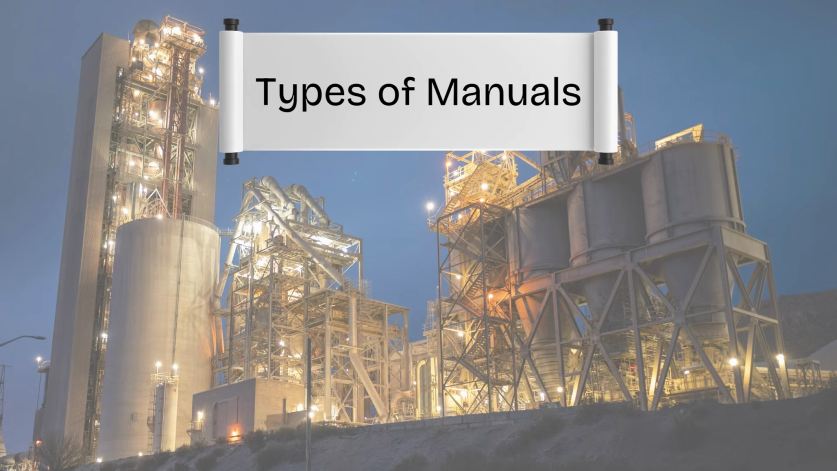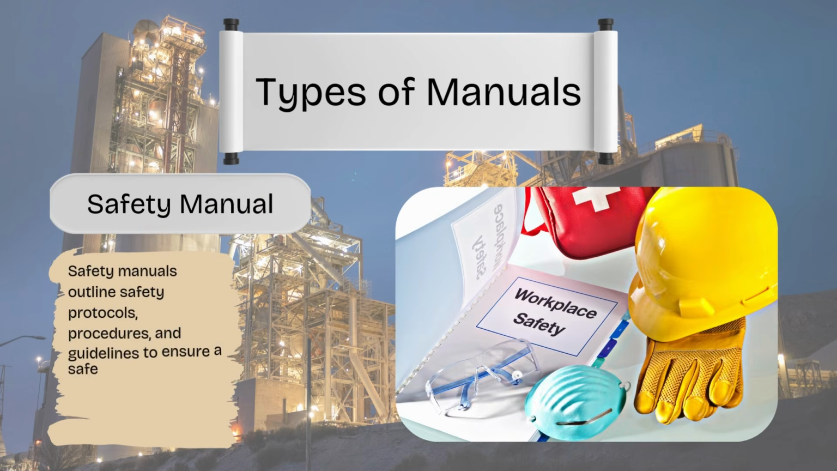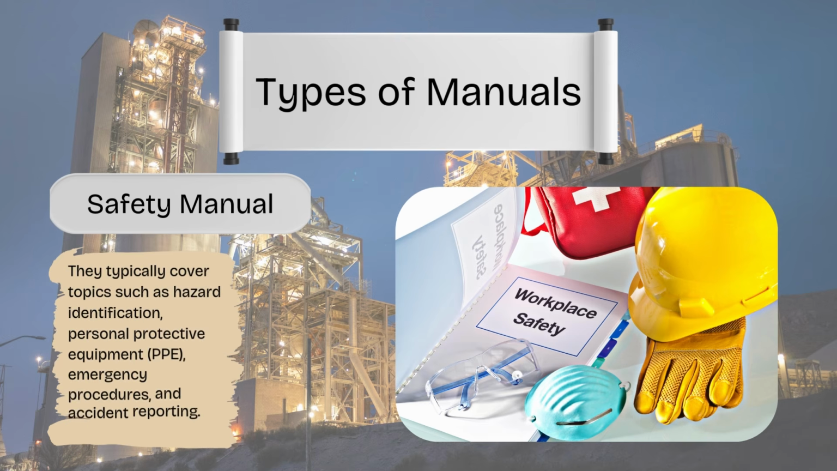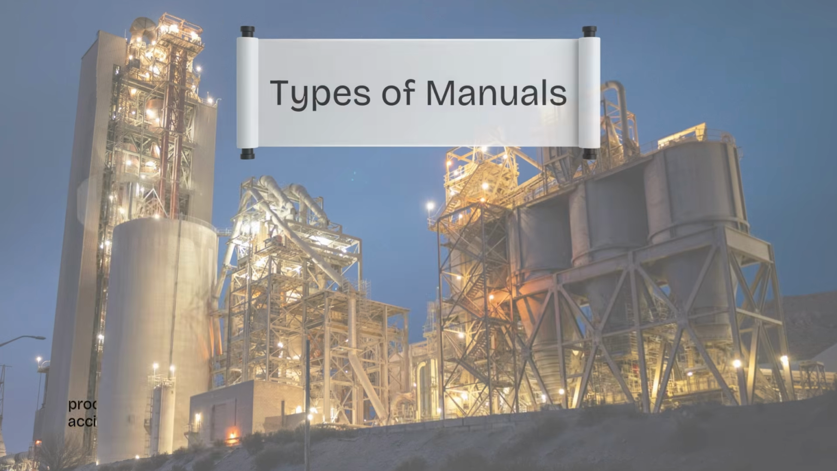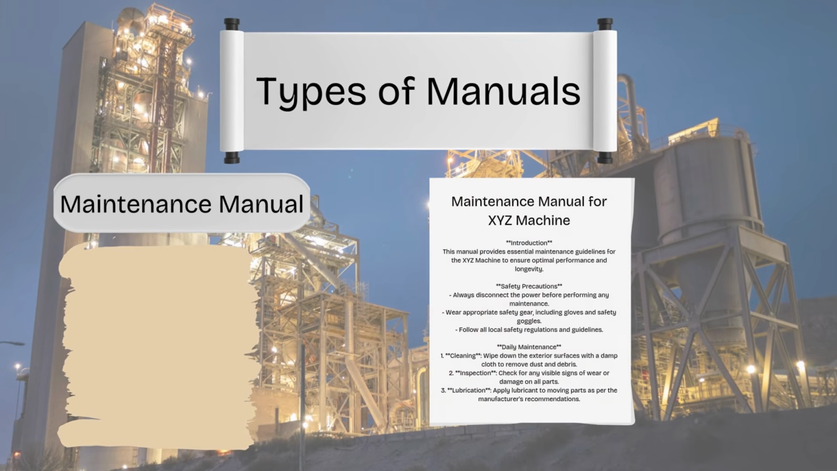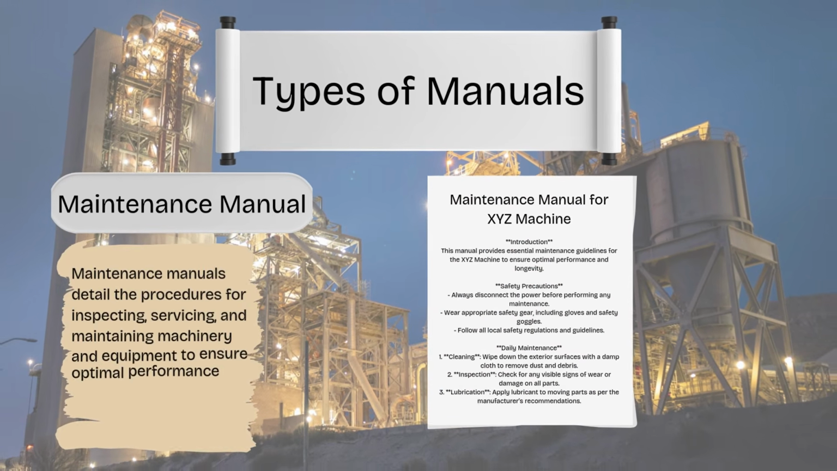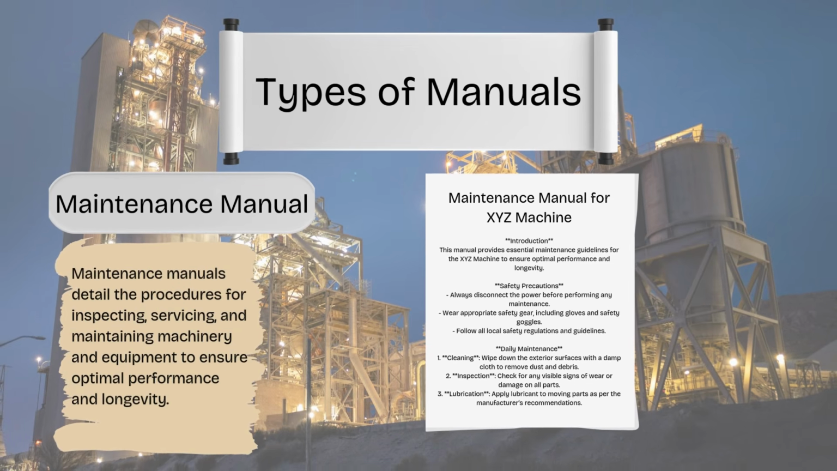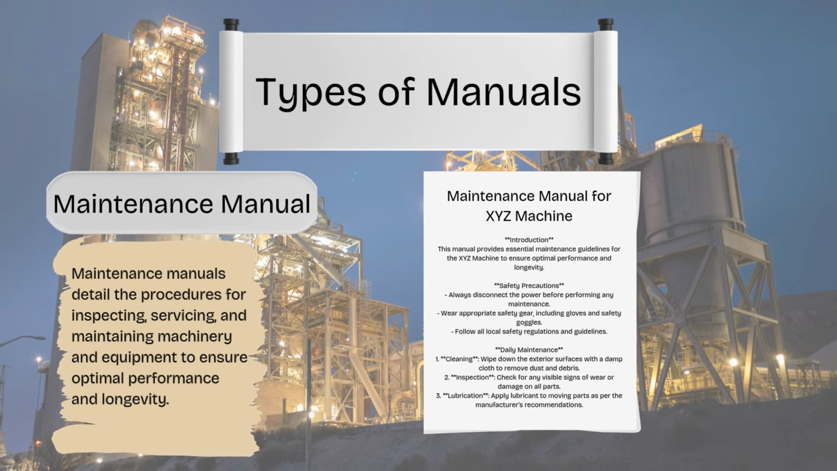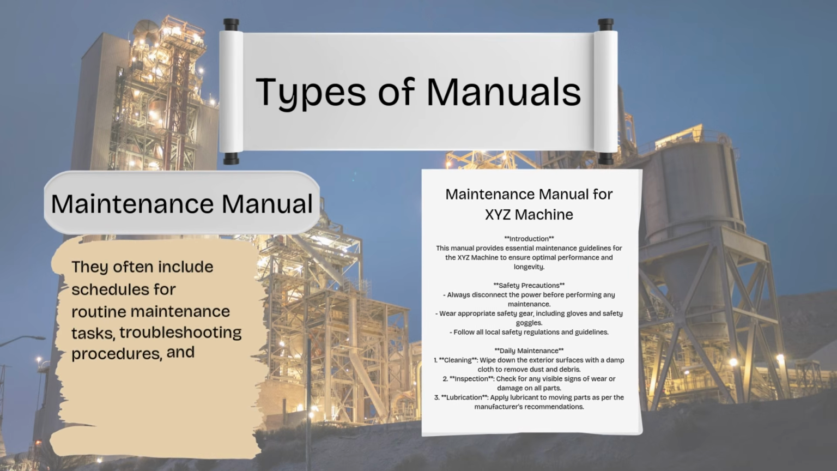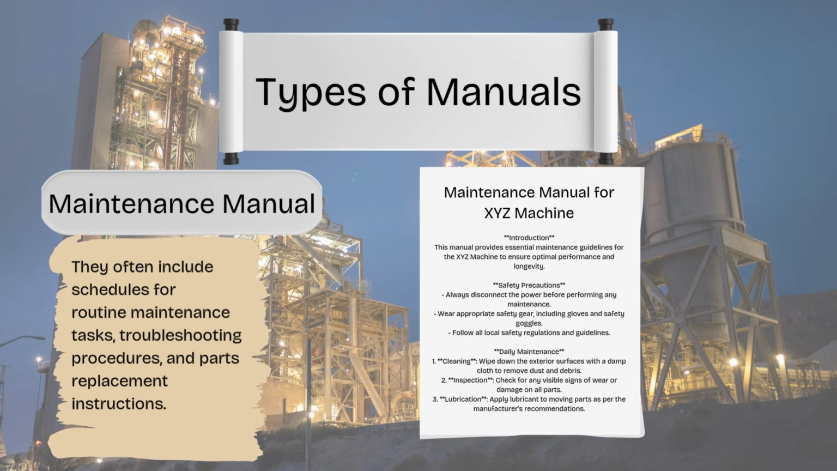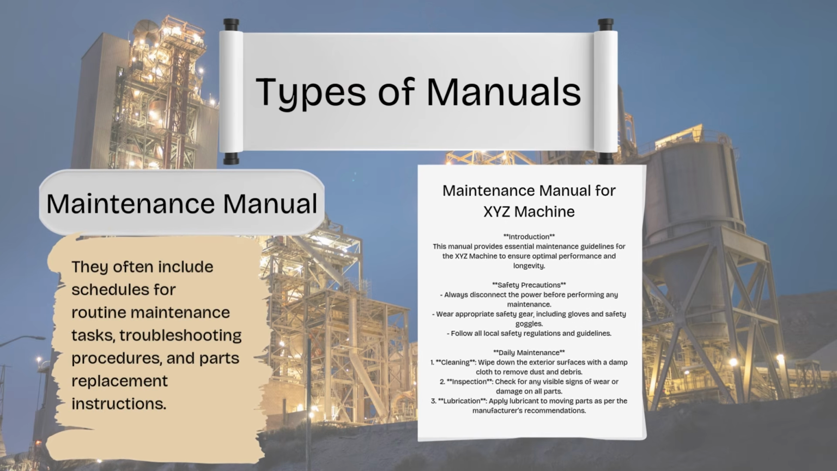Number two, safety manuals. Safety manuals outline safety protocols, procedures, and guidelines to ensure a safe working environment within industrial settings. They typically cover topics such as hazard identification, personal protective equipment, PPE, emergency procedures, and accident reporting. Number three, maintenance manuals. Maintenance manuals detail the procedures for inspecting, servicing, and maintaining machinery and equipment to ensure optimal performance and longevity. They often include schedules for routine maintenance tasks, troubleshooting procedures, and parts replacement instructions.